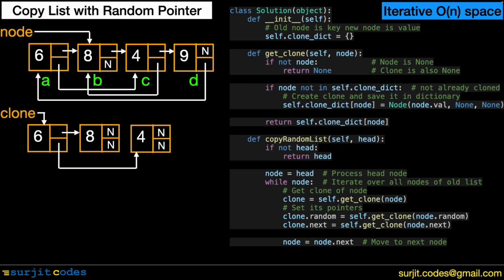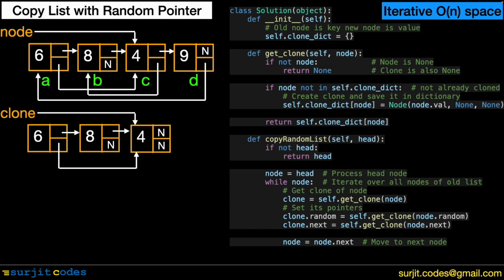In the next iteration, we get the clone of the new node. It is present in the dictionary, so the new node is not created. Its value is returned from the dictionary and it becomes the new value of clone. As node.random is none, clone.random also remains none. Node.next is the node with val equal to 4 for which clone is already present. Its address is obtained from the dictionary by getClone function and is saved in clone.next. Lastly, node.next becomes the new node.